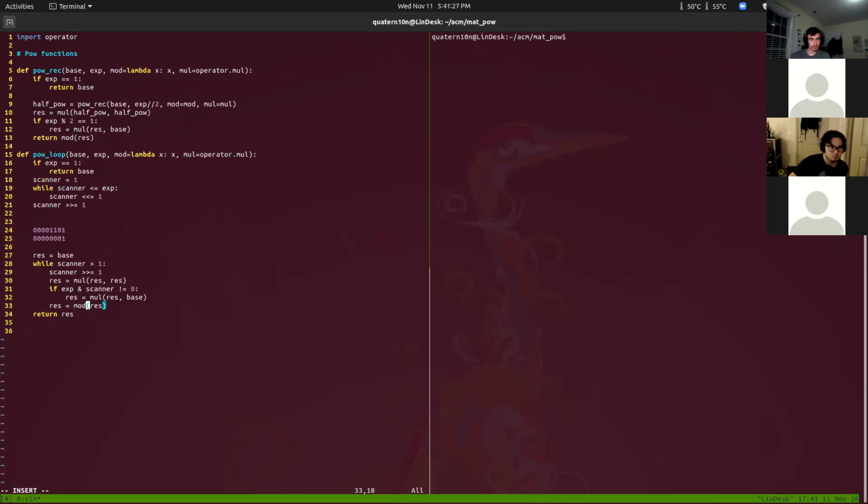And I have this mod here just so that I can keep numbers small in some examples. But you can leave that out. If you don't actually want to mod anything, you don't need that there. But these two are exactly the same algorithm.